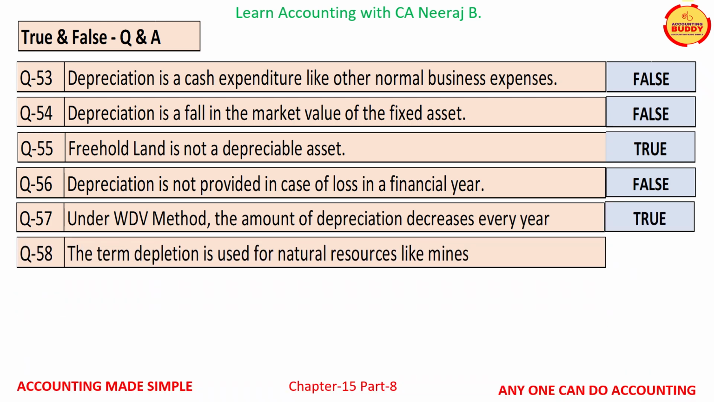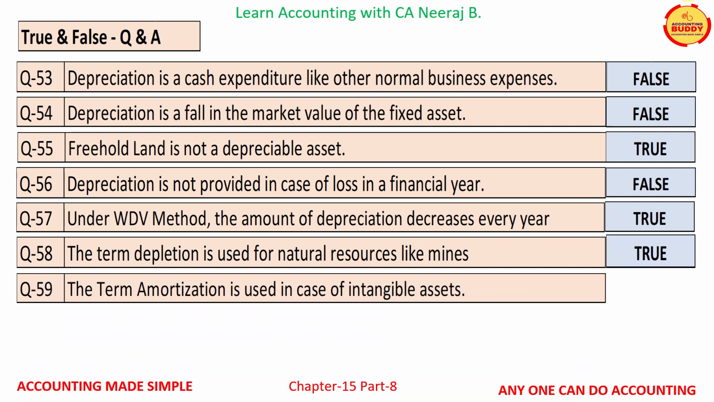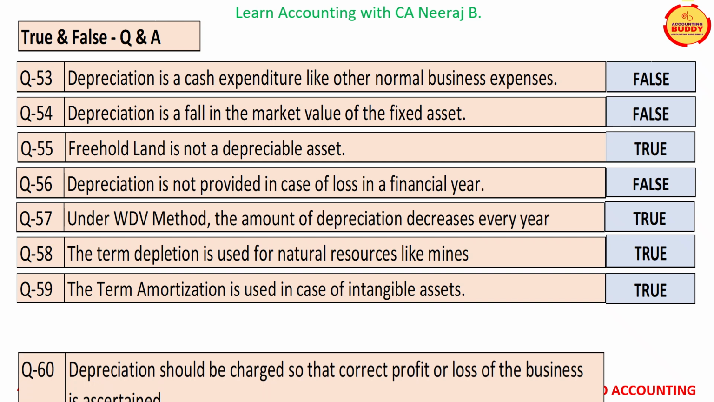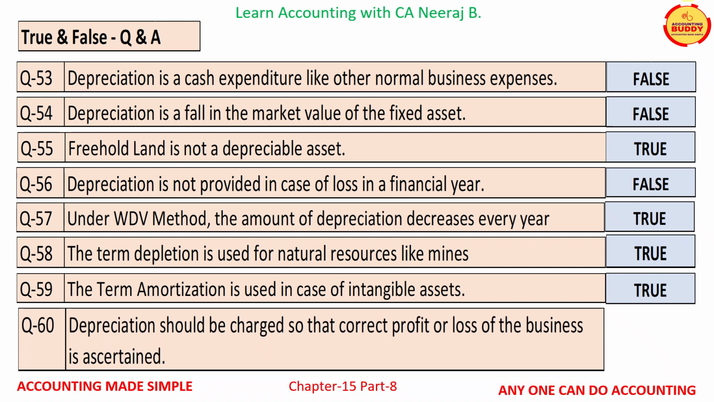Question number 58, the term depletion is used for natural resources like mine. This is again a true statement. Question number 59, the term amortization is used in case of intangible assets. This is also a true statement. Question number 60 is, depreciation should be charged so that the correct profit or loss of the business is ascertained. This is a true statement.